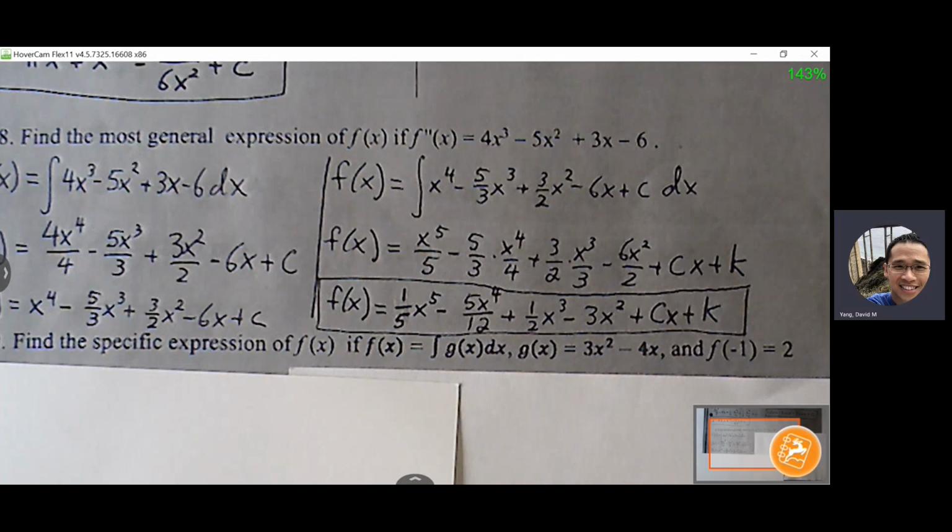All right, any questions with 8? Okay, number 9. It says find the specific expression. This expression is basically at the f prime level, and we just have to find the antiderivative once. Once we take the antiderivative, a plus c will show up, but we have an ordered pair to help us find that c value to get it from general to specific.